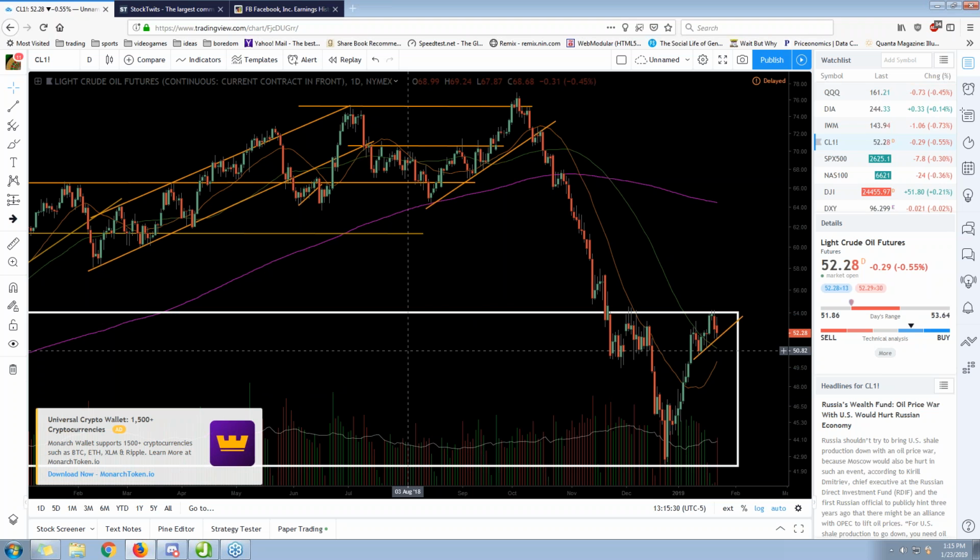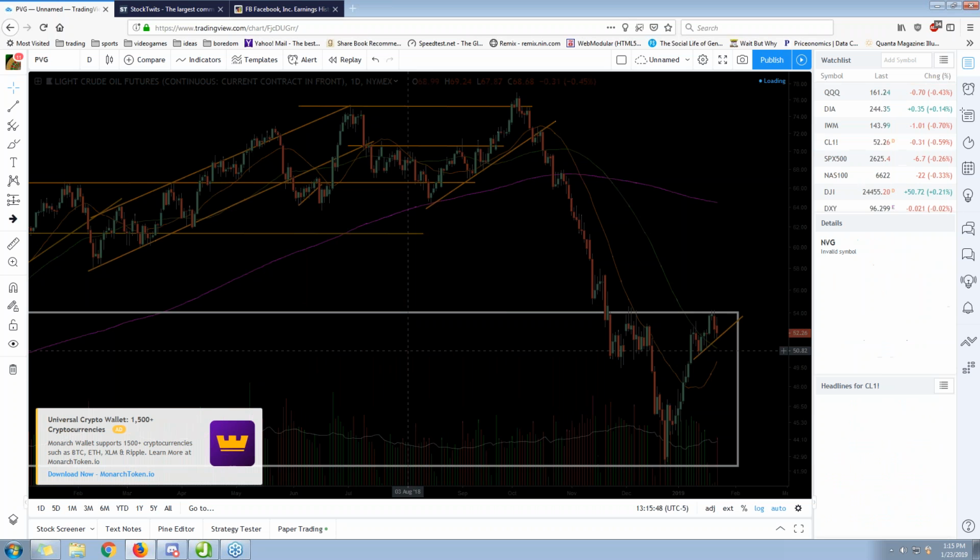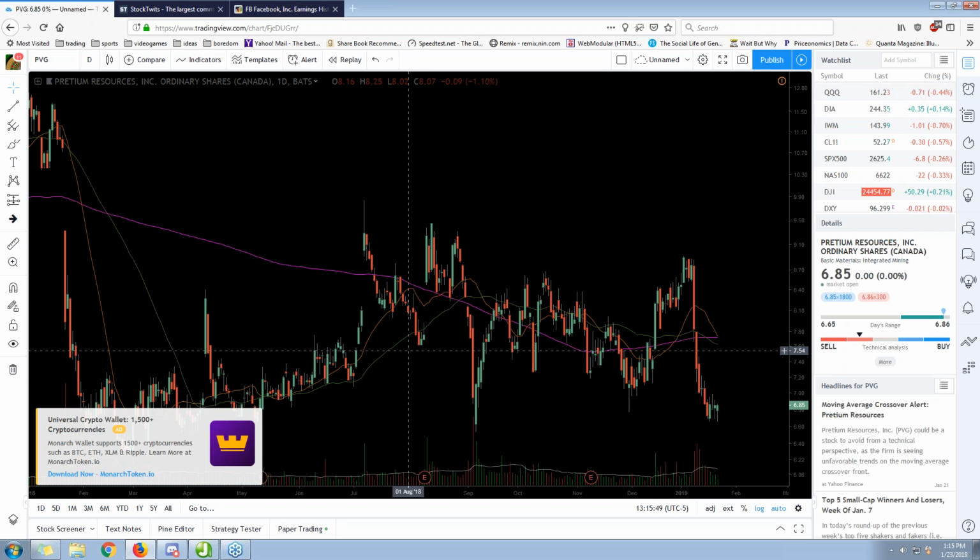All right, so that covers it for oil, gold, and silver. I think I'd stand away from them for a minute while we watch the U.S. dollar and see if it gets a little bit more of a bounce, a little bit more strength. Let's move on to the chart requests. There's only one right now. Ron, you're looking at PVG. But if anyone else has one, we have about 15 minutes.